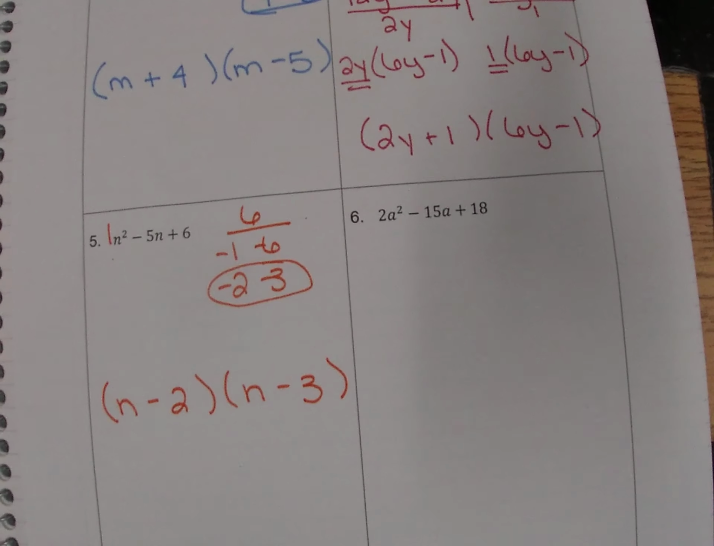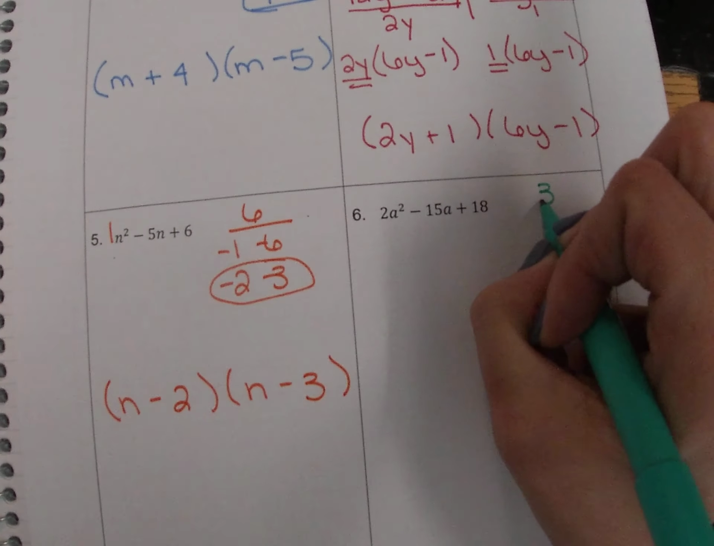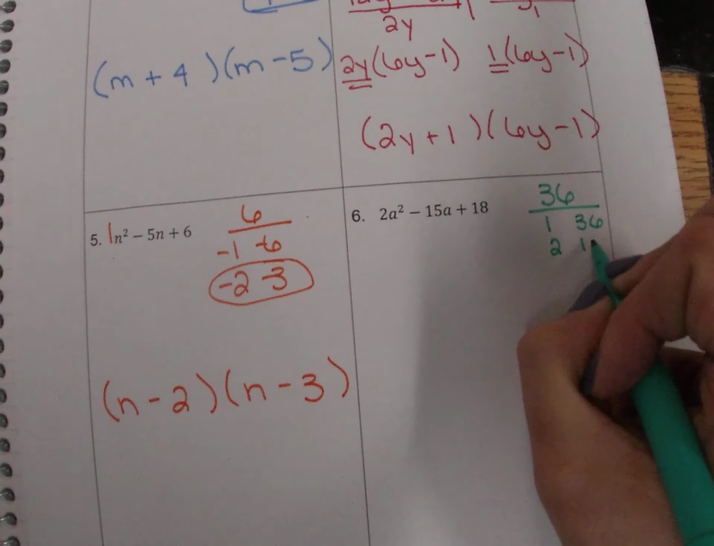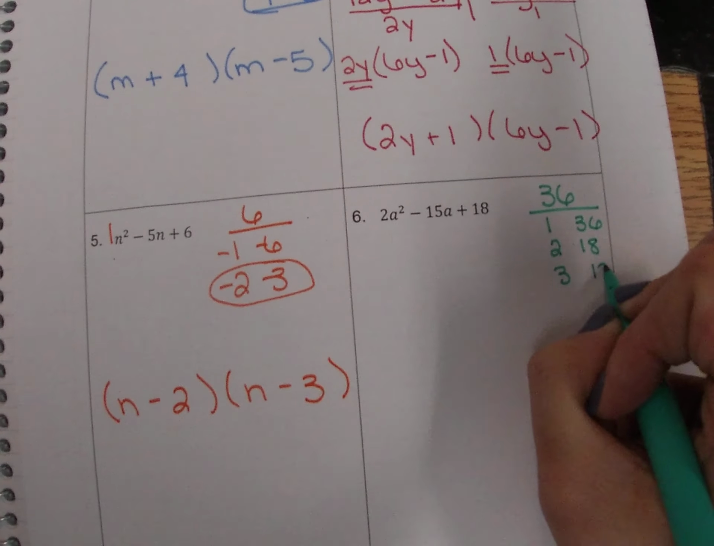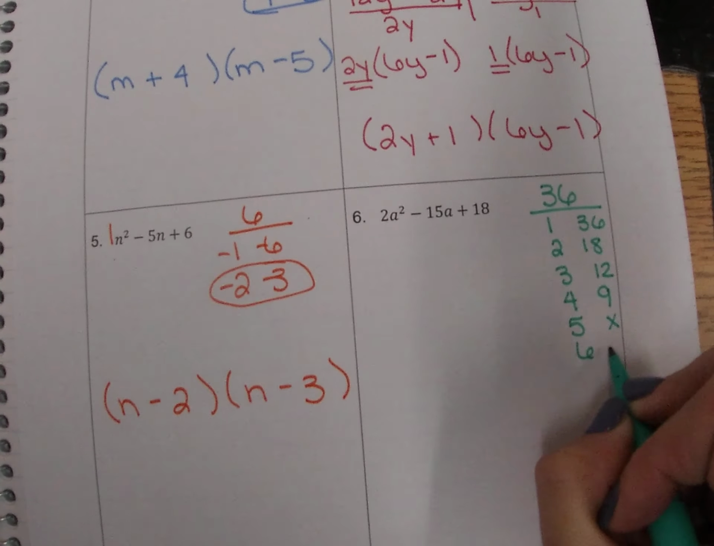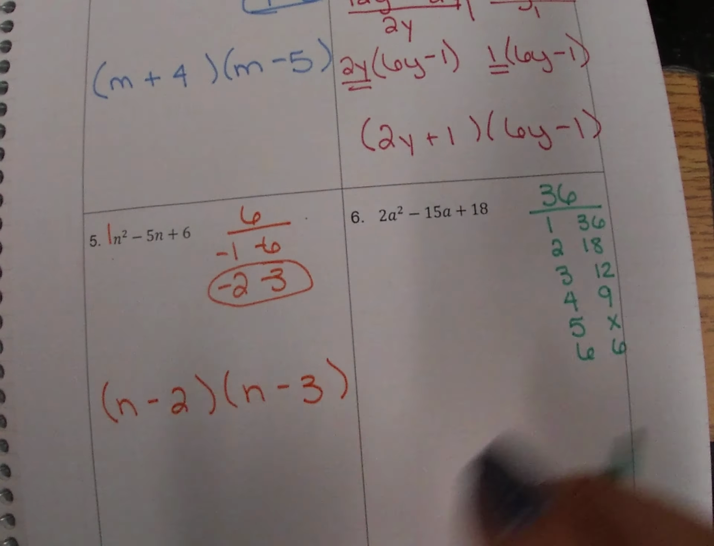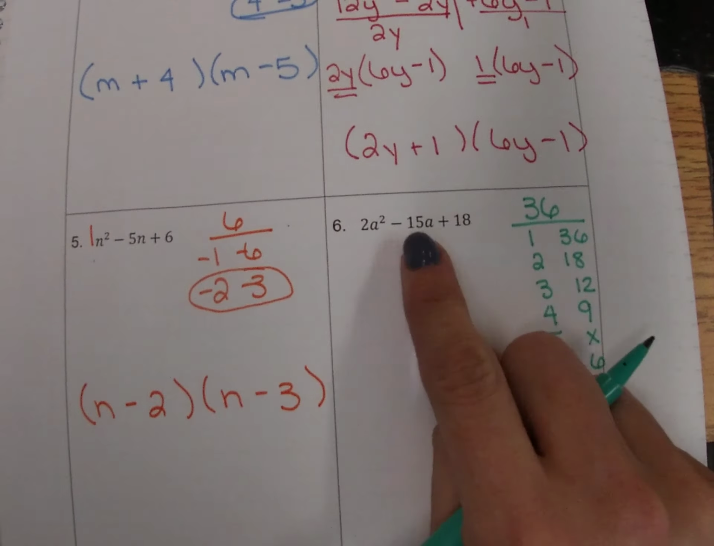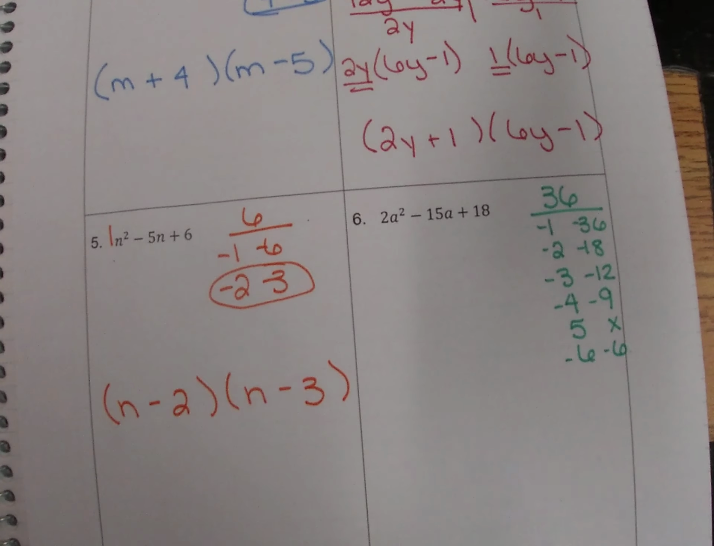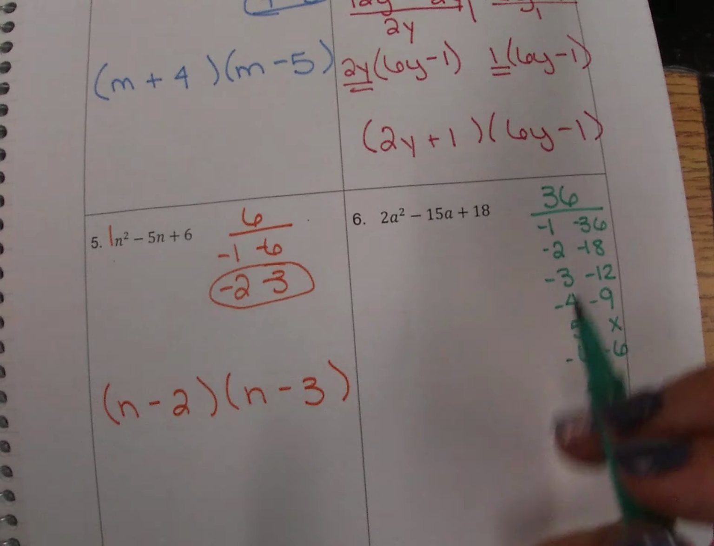And then finally, our last problem. So on this one, a is 2, so no using a shortcut on this one. So 2 times 18 is 36. All right, we're just going down and making our list. When this is positive, we need them both to be the same signs. We need them both to be negative. And we need the set that will add up to negative 15.